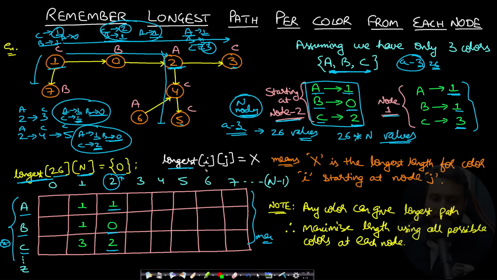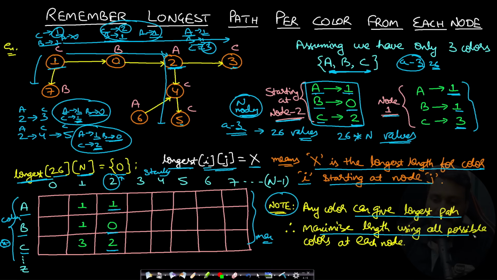Again, I will repeat that if the longest at ij is equal to x, then this means x is the longest length for color i, because i is on the row side, which is the color, starting at node j, because these are all the starting points. And the point to note is any color can give the longest path. Therefore, maximize the length using all possible colors at each node. Fine. In this case, what is the maximum length? The maximum length is 3, and for which color is it occurring? It is occurring for C. And where is it starting? It is starting at node 1.